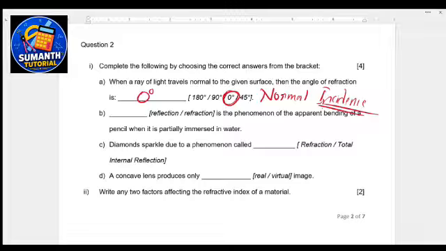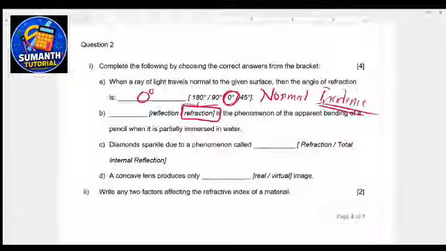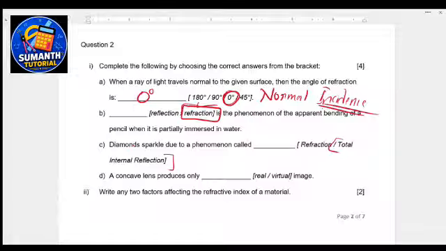Now the second question, reflection or refraction is the phenomenon of apparent bending of a pencil when it is partially immersed in water. Obviously, reflection won't come here. The answer is refraction. This is the right one. Now the third one. Diamonds sparkle due to the phenomenon called TIR, total internal reflection. Here also it is a direct question. So this is because of total internal reflection. Now the last one, concave lens produces only virtual image. It cannot produce a real image, so it is virtual image.